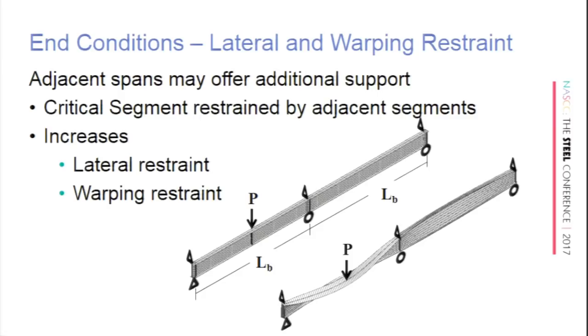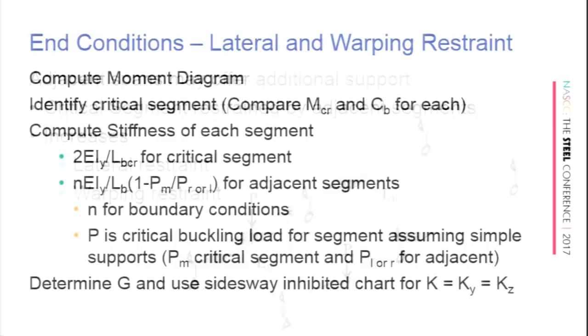Of course, the question is, how do we calculate that increase in strength? Well, there is a way to do that, and the current edition of the code in the commentary actually points to the SSRC guide that explains the process. Here it is quickly summarized for you. You basically need your moment diagram. You've got to identify your critical segment, right? That's something that you always would have to do anyway. Then you have to calculate the stiffness of each segment, right?